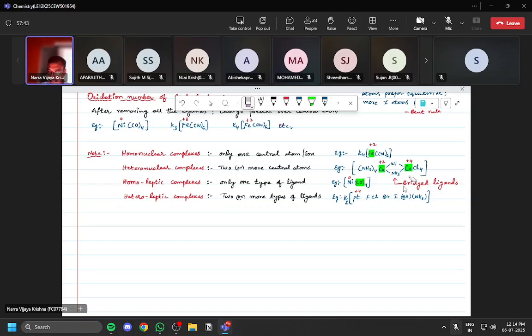Or you can write platinum also. Write platinum +4. Perfectly possible. Cobalt +3 is more stable, +4 is unstable. So if you take platinum, it is perfectly possible. Nickel also you can write. Clear? Next, side reading.